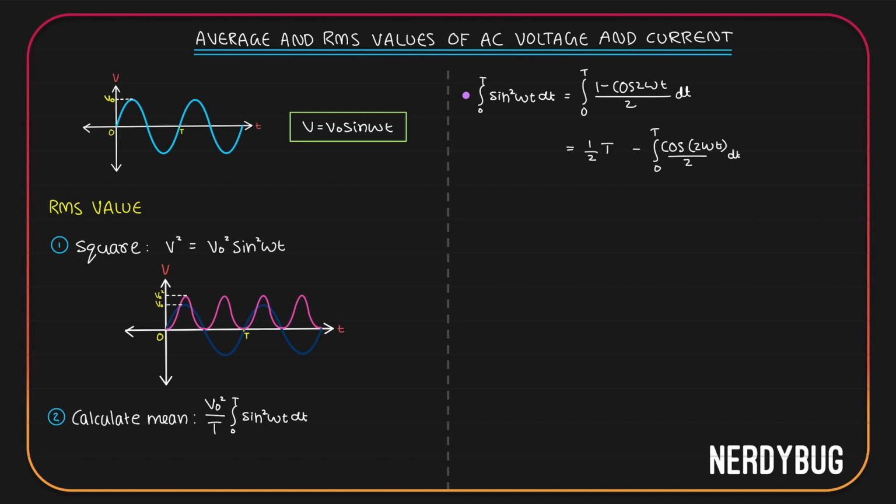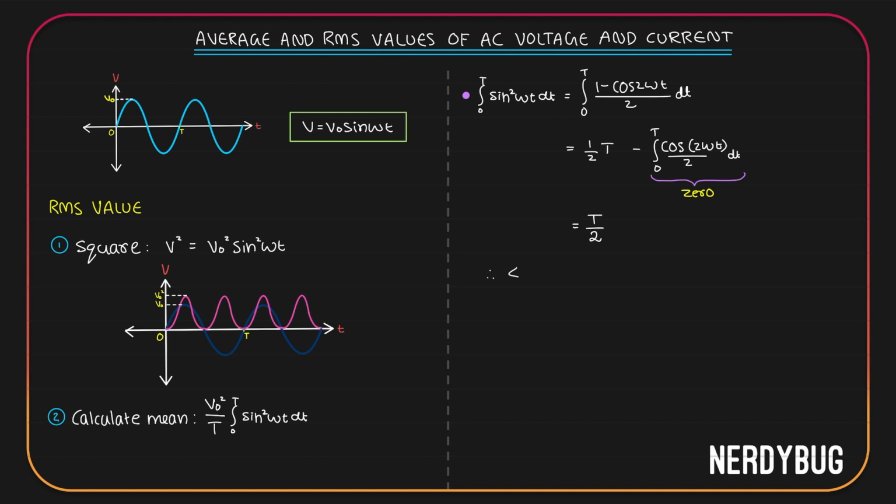In the next term we have to integrate cos of 2 omega t divided by 2 across one time period. Just like a sine function, a cos function also has equal positive and negative area under the graph in one time period. So if you integrate it, you're basically adding these areas and you will get this is equal to 0. So this is simply t divided by 2.